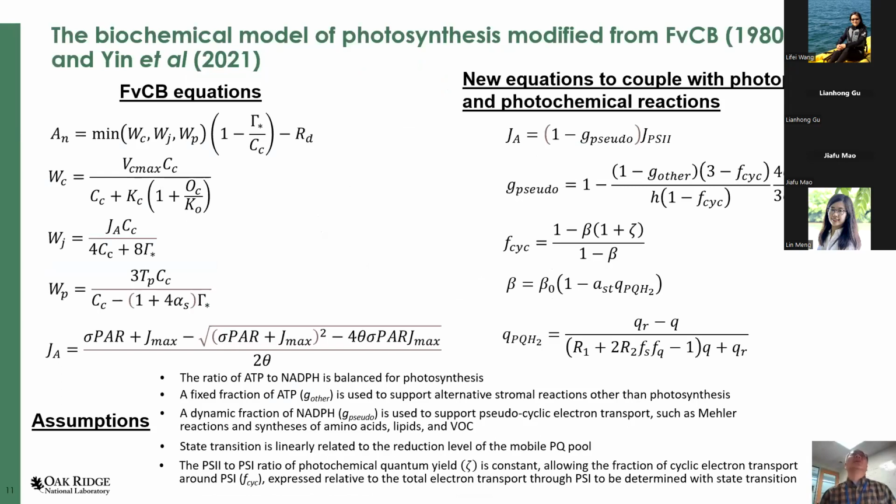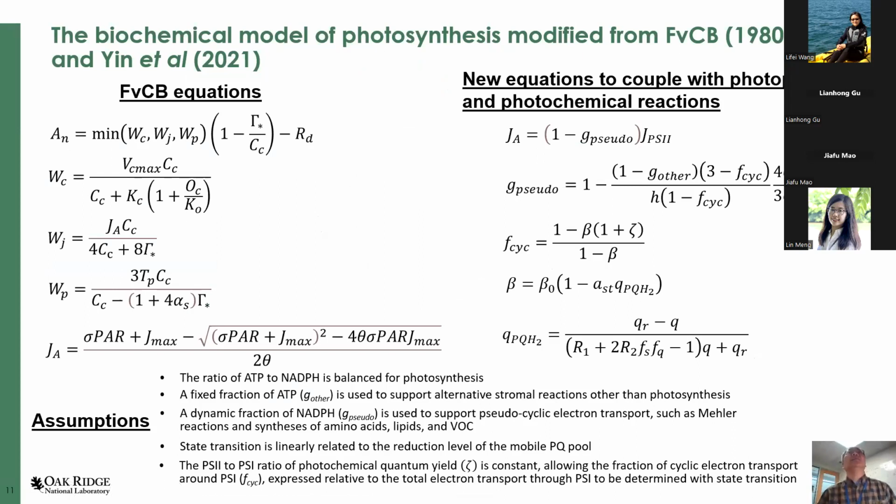We therefore have to expand the traditional FVCB model to account for alternative electron sinks for the coupling of the three stages of photosynthesis. On this slide, the left side is the traditional FVCB model. The right side are the new equations we derived for modeling alternative electron sinks.